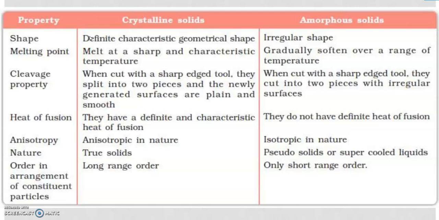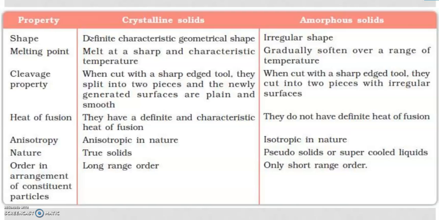range of temperature. Cleavage property: when cut with a sharp-edged tool, crystalline solids split into two pieces and the newly generated surfaces are plain and smooth. But in the case of amorphous solids, if you cut them with a sharp tool, they cut into two pieces with irregular surfaces. Crystalline solids have a regular surface while cutting, and amorphous solids have a different, irregular structure.